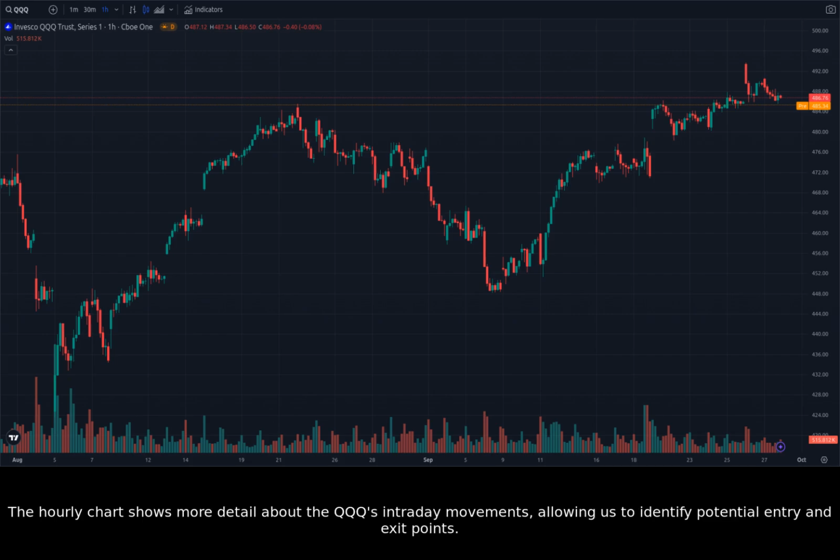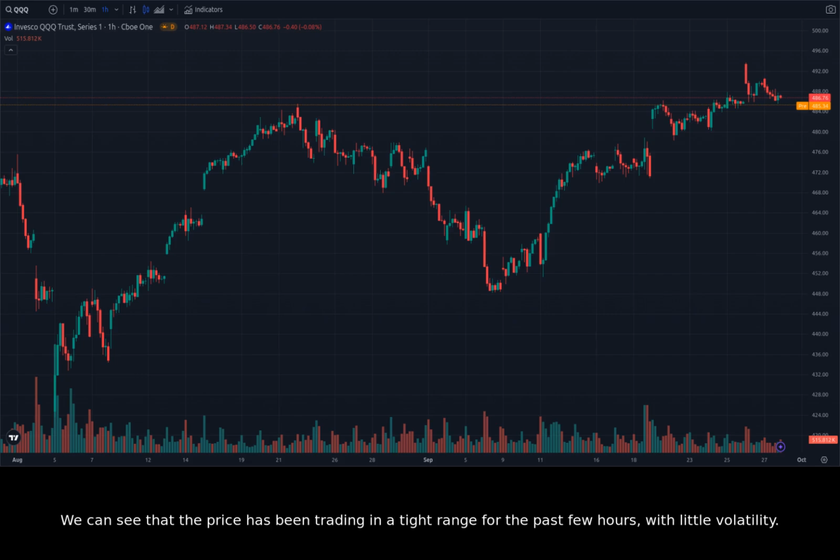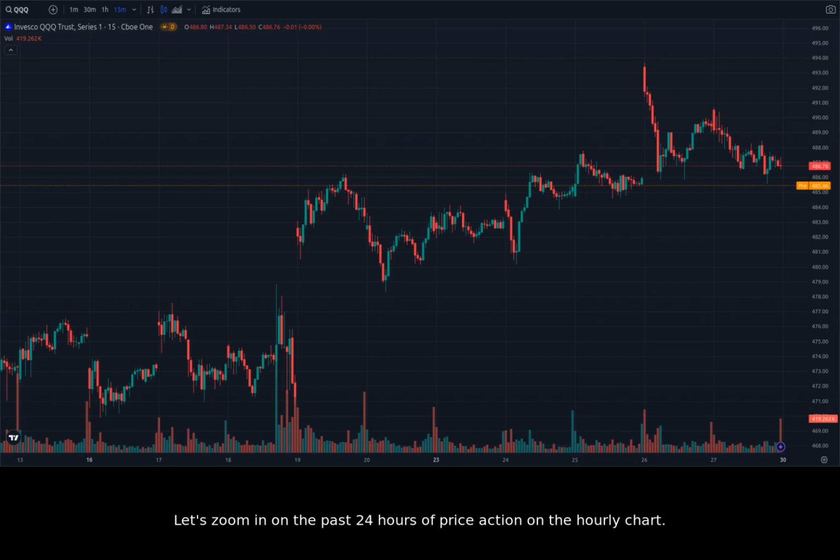action. The hourly chart shows more detail about the QQQ's intraday movements, allowing us to identify potential entry and exit points. We can see that the price has been trading in a tight range for the past few hours, with little volatility. This consolidation could be a sign of indecision in the market, with traders waiting for a catalyst to move the price. Let's zoom in on the past 24 hours of price action on the hourly chart.